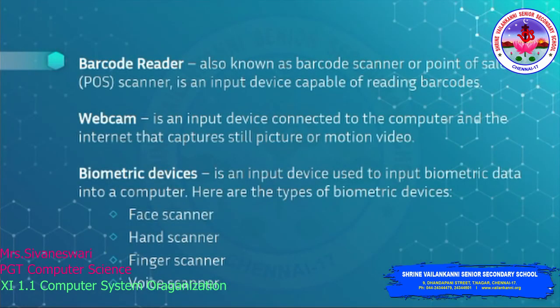Barcode Reader. Barcode scanner or point of sale (POS) scanner is an input device capable of reading barcodes. We have seen this in the billing section of a supermarket. Webcam. It's an input device connected to the computer and the internet that captures still pictures or motion video. Biometric devices are input devices used to input biometric data into a computer. Here are the types of biometric devices: face scanner, hand scanner, finger scanner, and voice scanner.